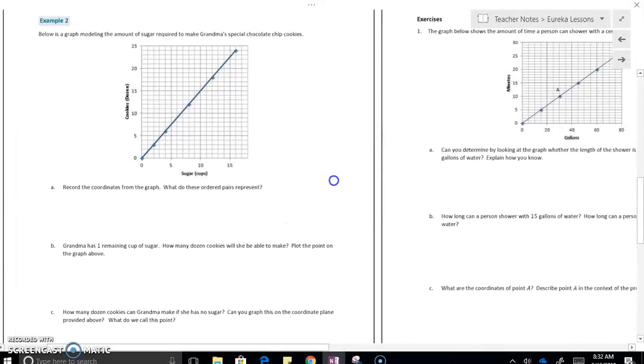Below is a graph modeling the amount of sugar required to make grandma's special chocolate chip cookies. Record the coordinates on the graph. What do these ordered pairs represent? Okay, so we have the ordered pairs 0, 0, as you can see, which is our origin, 2, 3, 4, 6, and these are all the plotted points here. And last but not least, 8, 12.